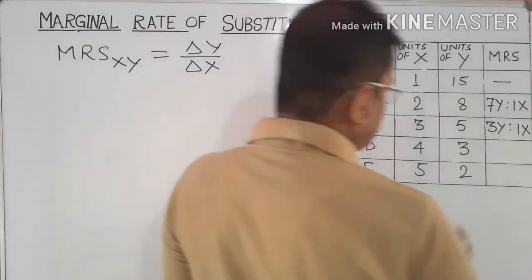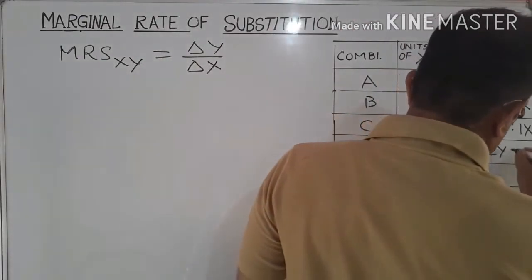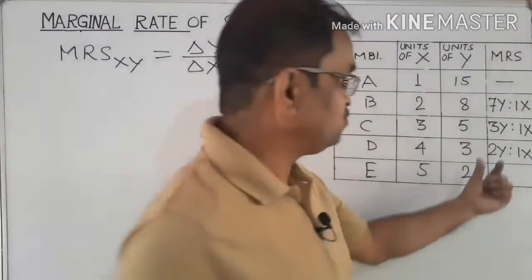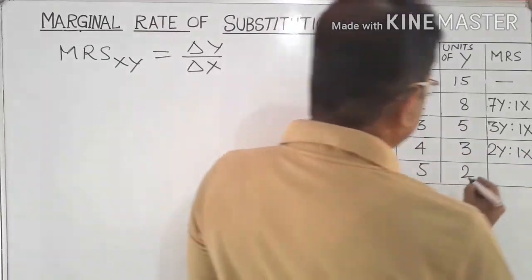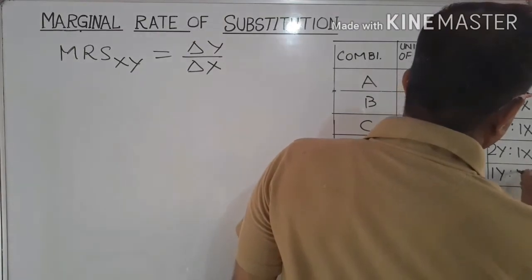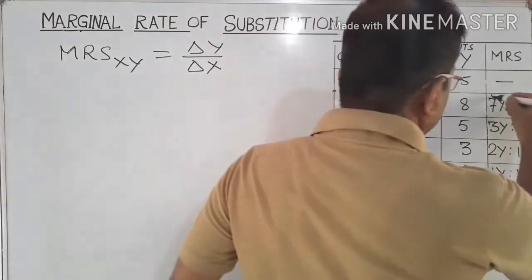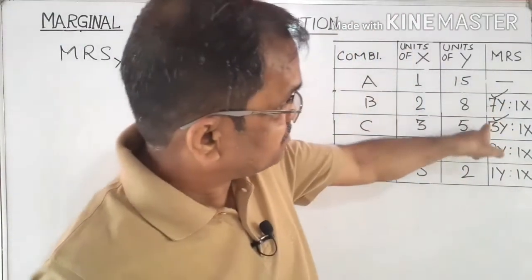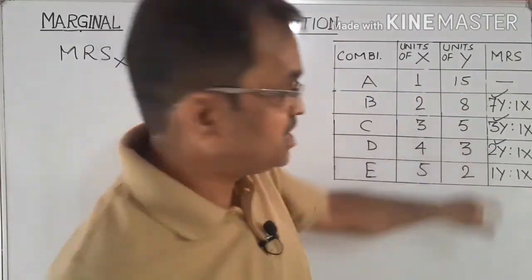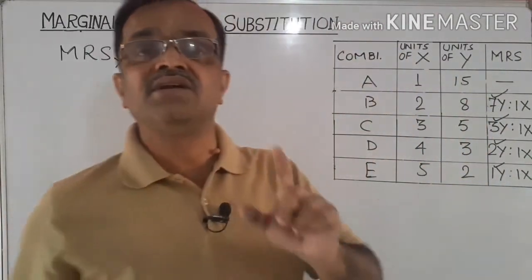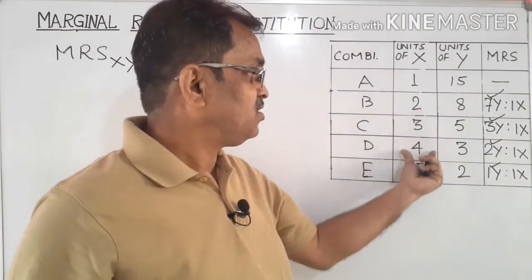Now for this combination, we gain 1 more unit of X, but 2 units of Y are sacrificed, written as 2Y is to 1X. And for this combination, again it is 1 unit of Y sacrificed for 1 unit of commodity X. Now what do we observe here? This is 7, this is 3. Units of Y sacrificed decreased. This is 3, this is 2. Again the units of Y sacrificed decreased. And that is the feature of marginal rate of substitution: it goes on diminishing for every additional unit of X consumed.